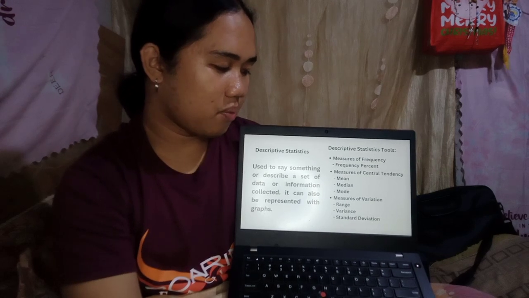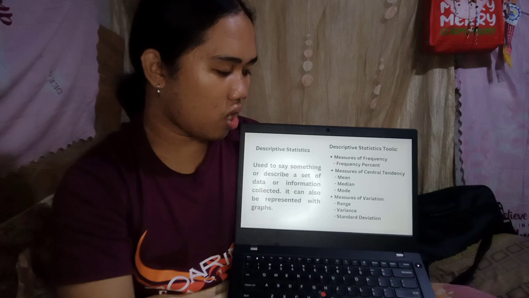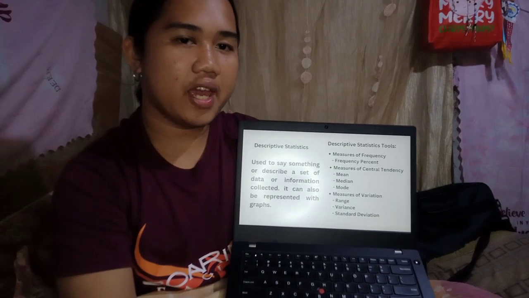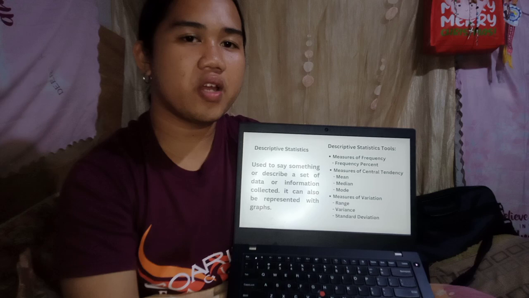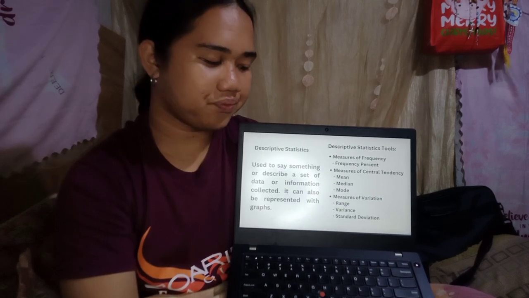Lastly, we have the measures of variation, which are the range, the variance, and the standard deviation. The measures of variation are a way to describe the distribution or dispersion of the data. They tell us how spread out your data is.